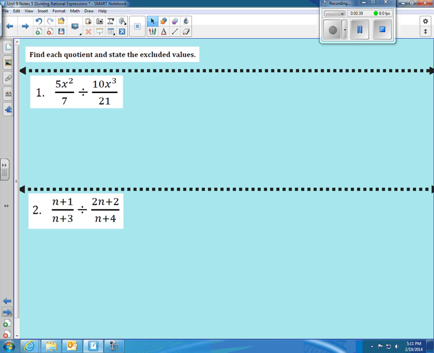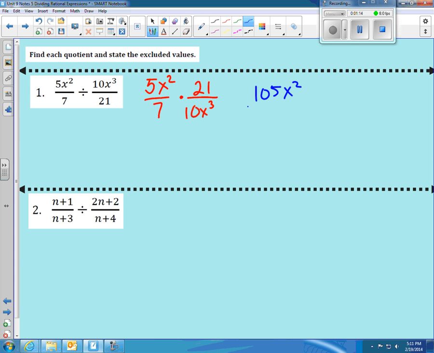Okay, so our first one here, number 1, we're going to keep our first fraction as is, 5x squared over 7. We're going to change to multiplication, and we're going to now have our reciprocal, or flipping the fraction. You can multiply across and then simplify, or you can simplify and then multiply across. So let's do this first one by multiplying across. We're going to take 5 times 21, which gives us 105, and then we still have our x squared. We have 7 times 10, so that gives us 70, and we have x cubed.